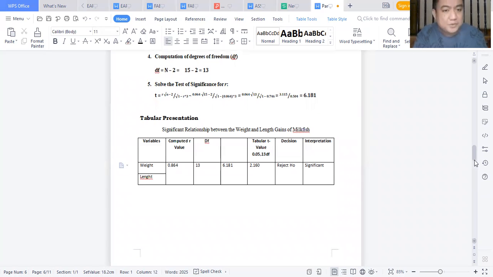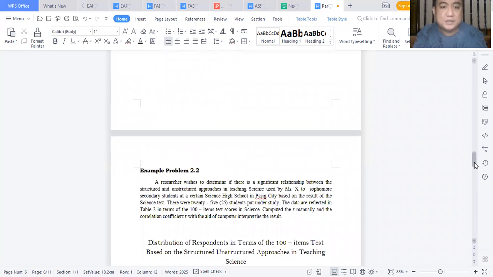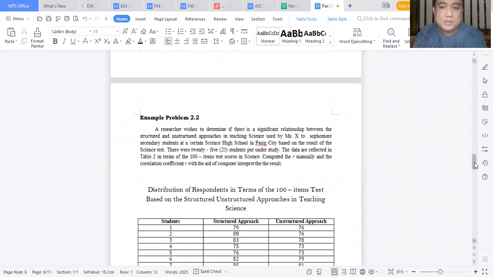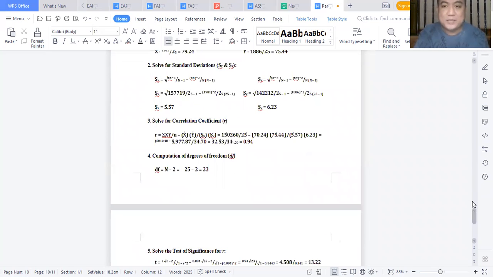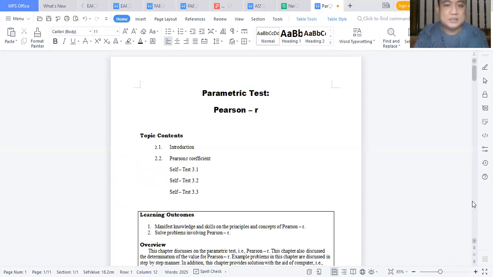Example number 2 is the same. What I mean is the procedures to come up with the correct tabular presentation are the same. So I hope you understood this lesson, and I hope you were able to answer the application and quiz that I give.